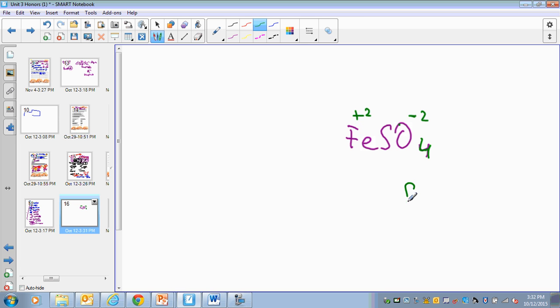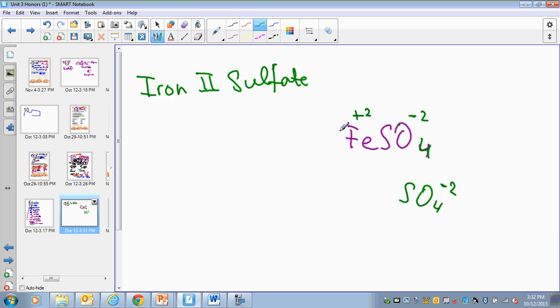You know that the sulfate is SO4 -2. So this 4 belongs to sulfate. So the charge for the iron here must be 2. So when you write the name, you will say it is iron 2 sulfate. If you don't write the 2 here, the Roman numeral, we use Roman numerals to represent the charges. If you don't write the Roman numeral and you just say iron sulfate, it will be a wrong answer.